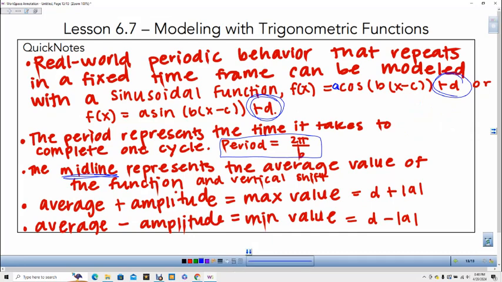So the average plus the amplitude is going to give you the max value: D plus the absolute value of A. Remember, A tells you how far you go up from your midline, and D tells you where your midline is. Your average minus your amplitude is going to be the minimum value, so D minus the absolute value of A is your minimum value. Amplitude is how far we go up and how far we go down from the midline. Here's going up, here's going down.